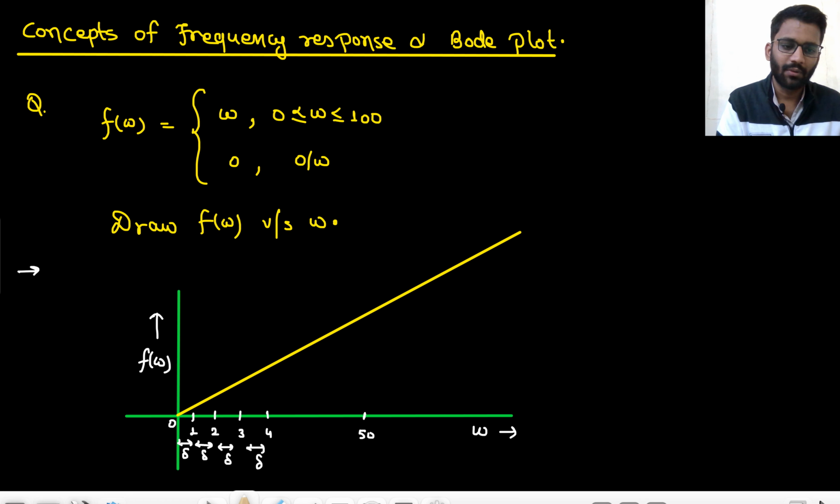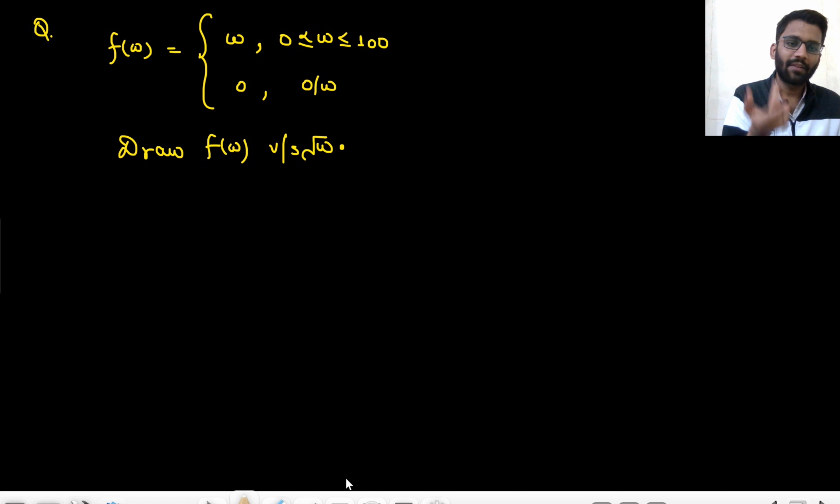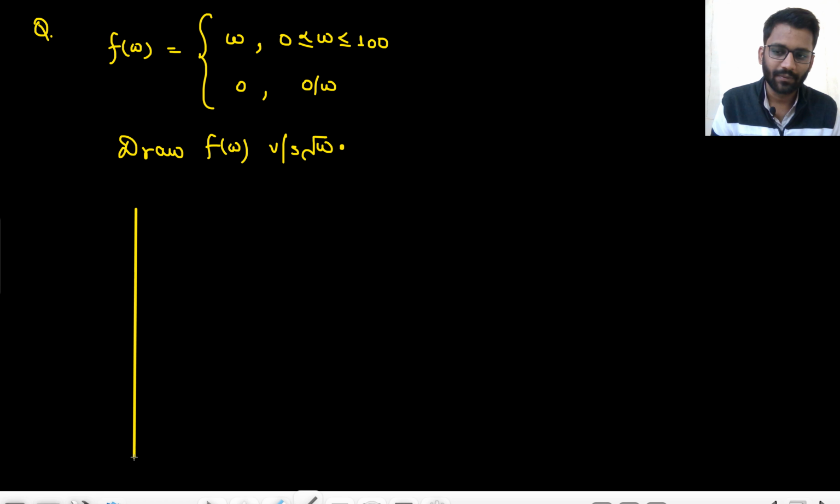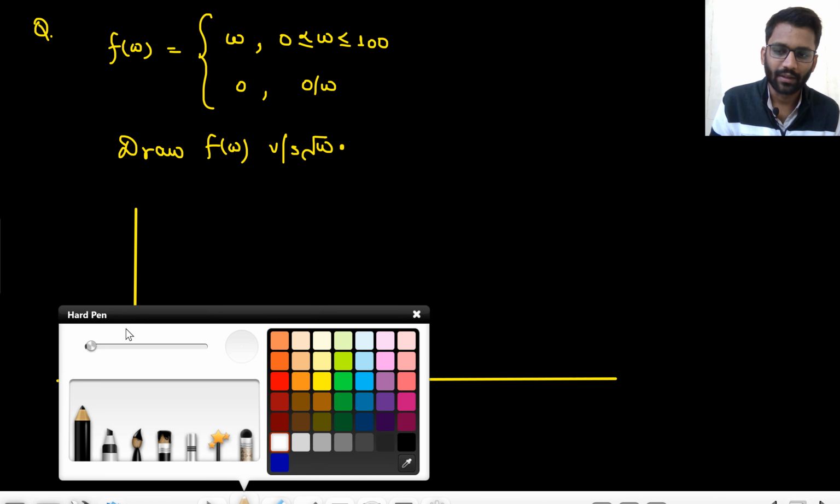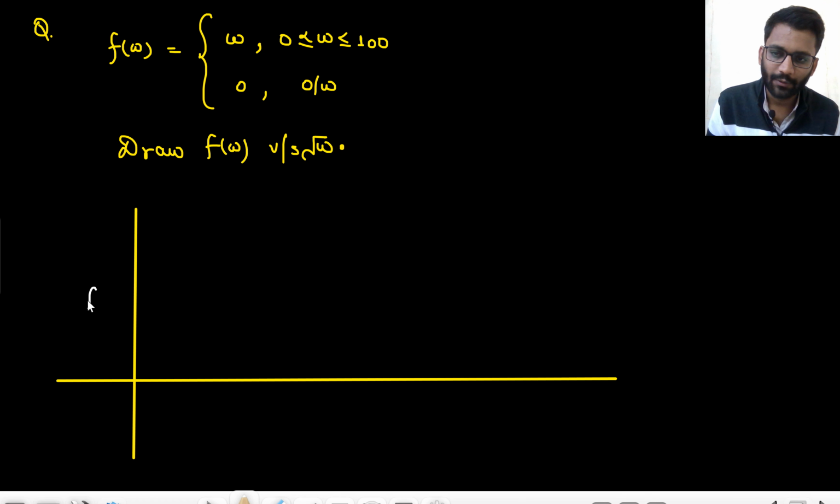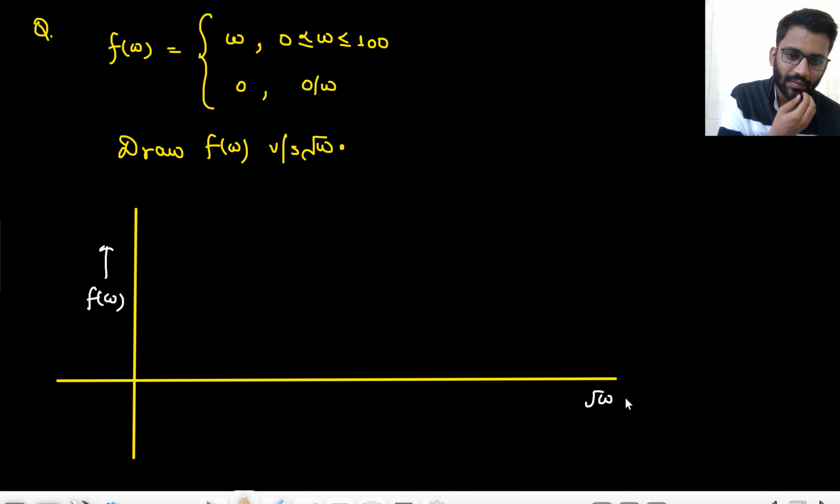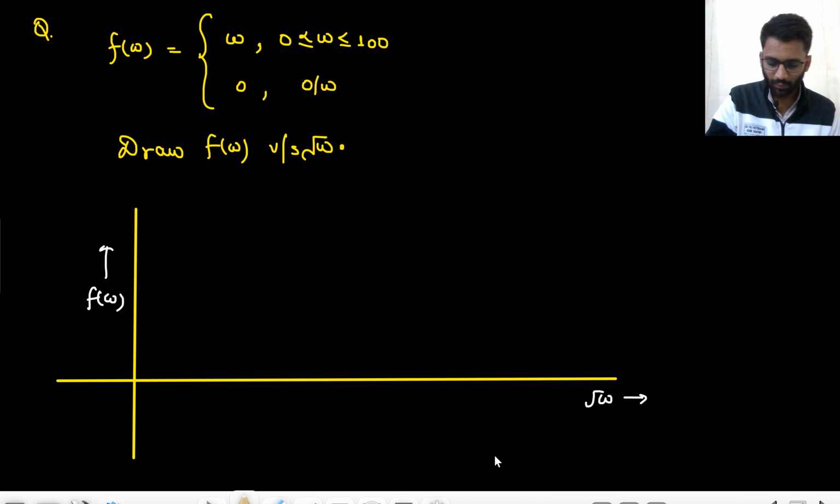Now, what I am doing, I am drawing f of omega versus root of omega. So how will I draw root of omega? This is f of omega versus root of omega. So what do I mean by root of omega? That means, now this value is of root of omega.